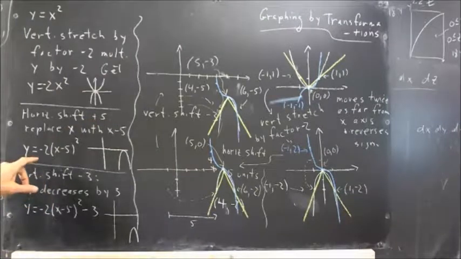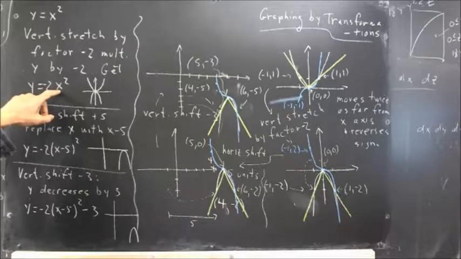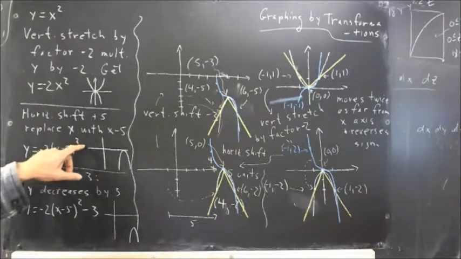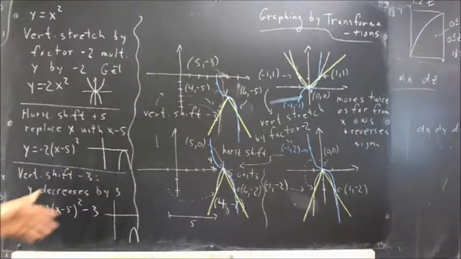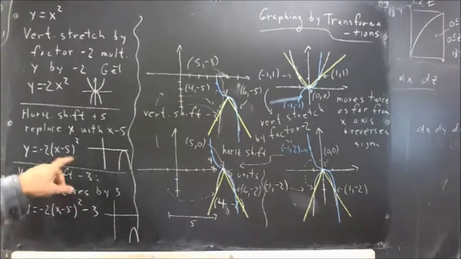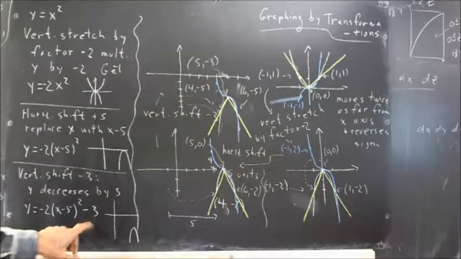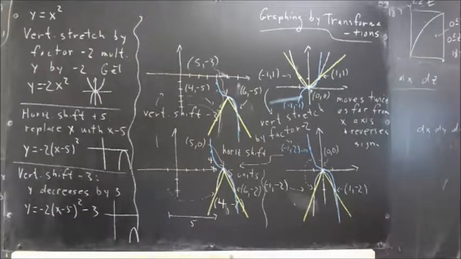So the function becomes, instead of y equals -2x squared, when we replace x by x minus 5, we have -2 times the quantity x minus 5 squared. Vertical shift -3, well, that's going to decrease our y values by 3 units. And to do that, we're going to have to subtract 3 from our previous y value, and we get this function. And the graph, of course, does this, okay?